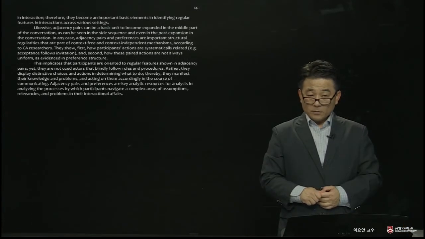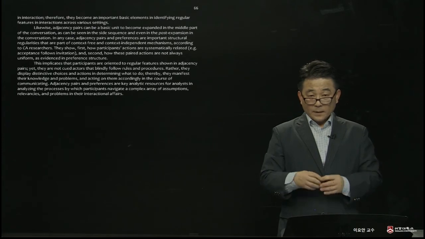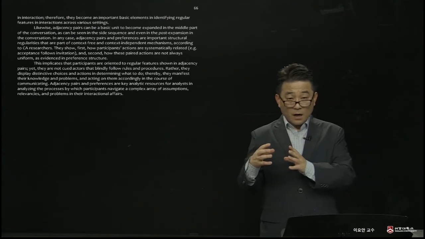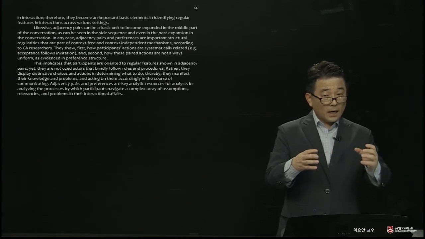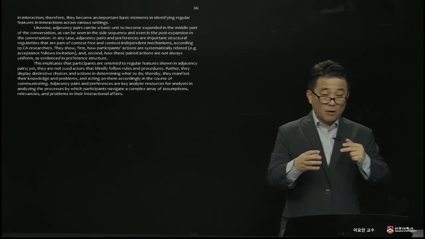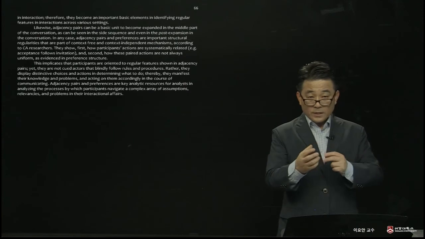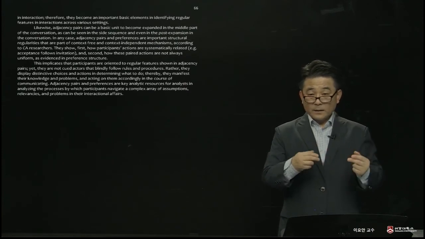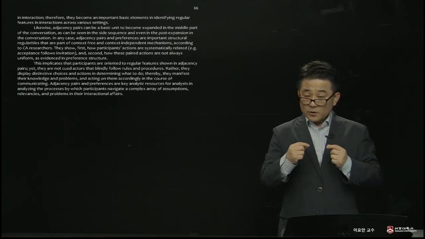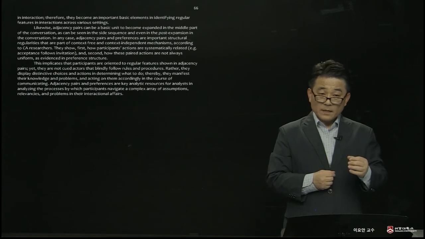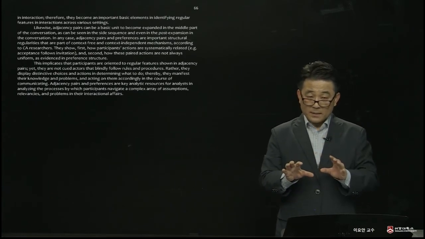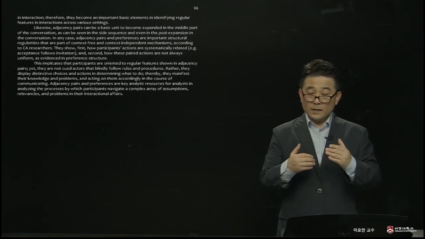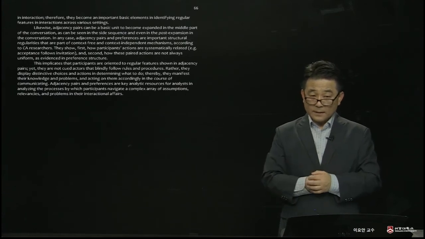Okay, let me conclude. In the previous chapter, we talked about the turn-taking system as a basic mechanism through which you can see how people negotiate their speakership. Today, adjacency pair and preference are similar mechanisms, very basic generic mechanisms people show when they're doing conversation.